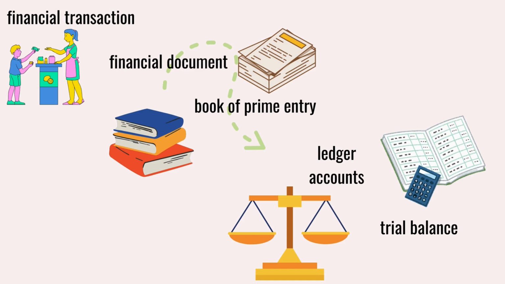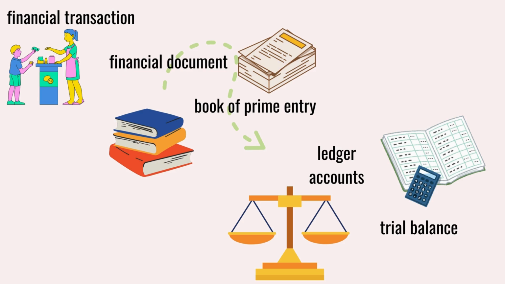From the financial document, the transaction is then recorded in the book of prime entry. The book of prime entry is where financial transactions are first written down, and it's the very basic level in the key stages of the bookkeeping system. There are different books of prime entry which you're going to learn about further in this lesson. But for example, there is a sales day book, and the sales day book will record all the sales.